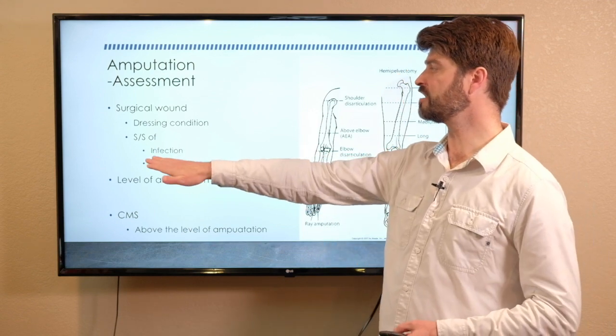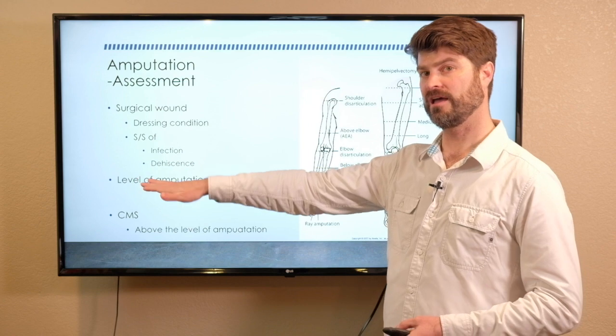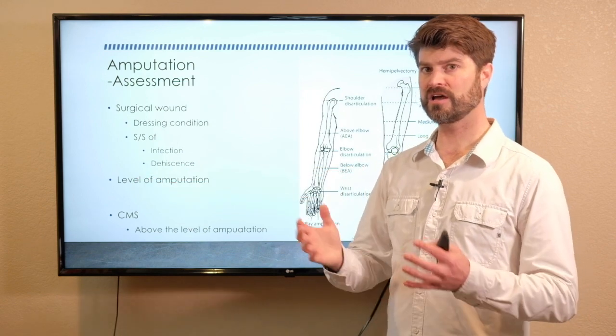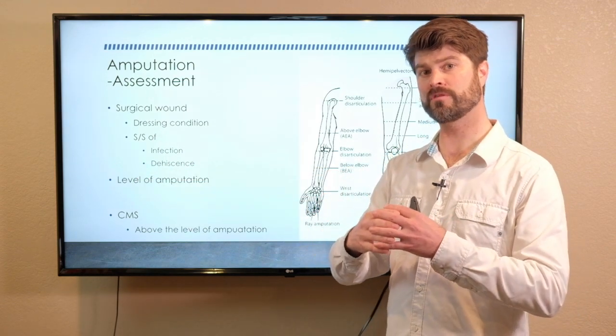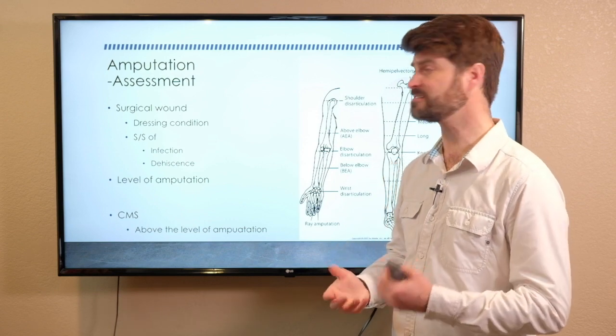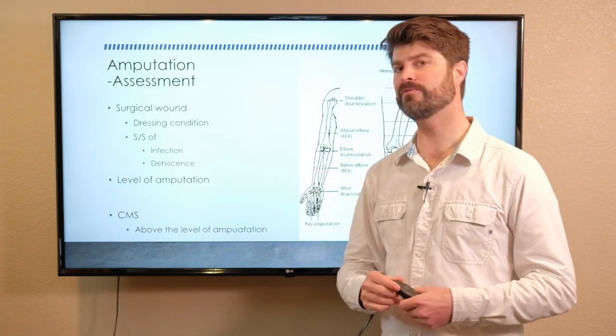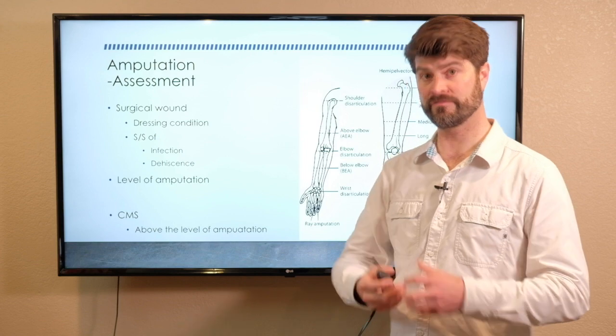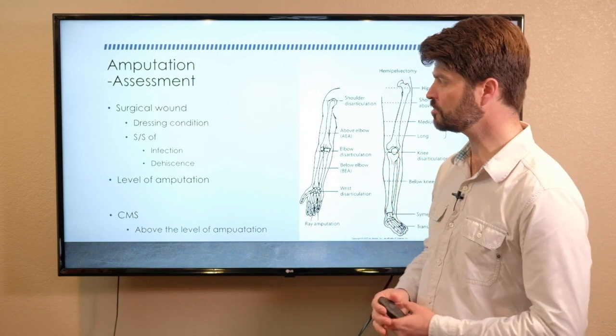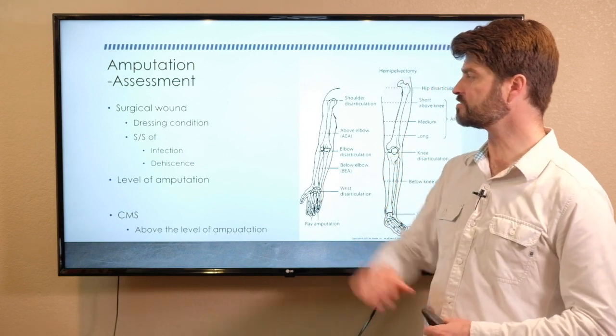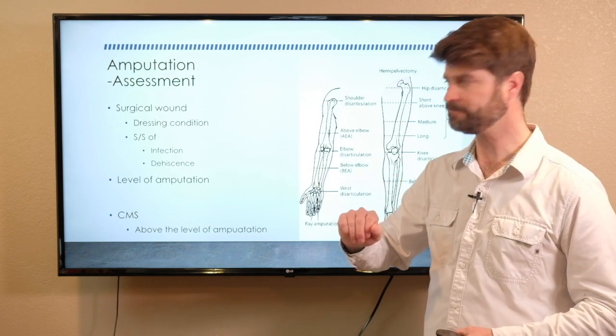And then also for signs and symptoms of infection and wound dehiscence, because we're kind of taking two flaps of skin and sewing them together to close off the body at that stump. There actually is a very high risk of dehiscence, of kind of rupturing of that surgical incision with amputations. So we do need to be very, very careful of that.